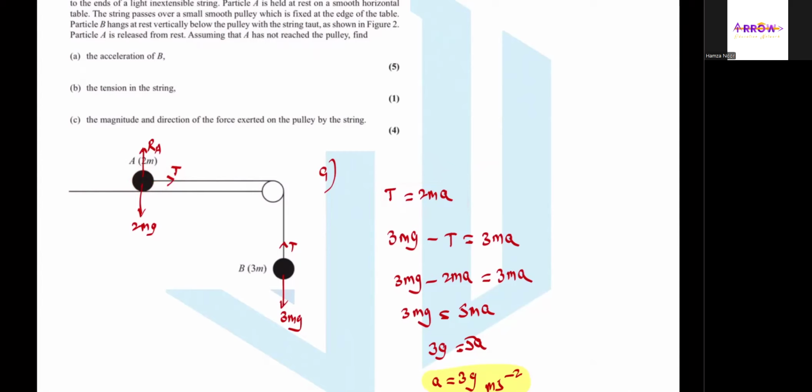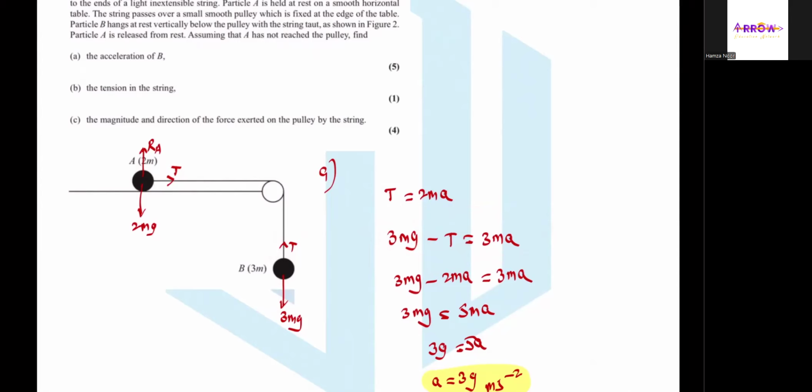Okay, and when the particle B is coming downwards, 3mg will have a higher magnitude as compared to the tension in the string. So 3mg minus T will be equal to 3ma. Okay, because 3mg minus T will give us a positive value of acceleration. So 3mg minus T will be equal to 3ma. This is the equation of motion for particle B.